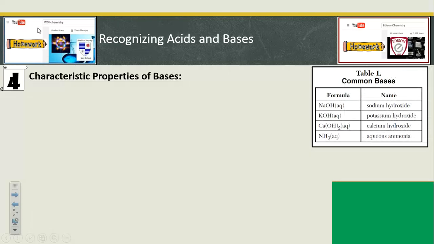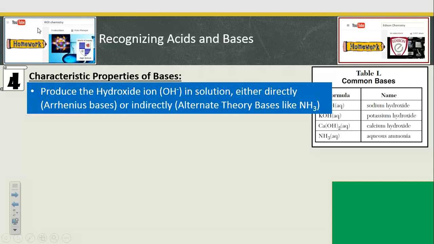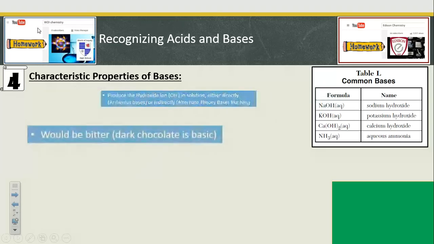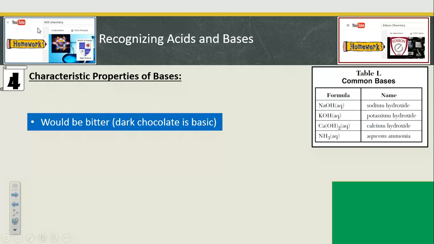Okay. Common bases, there's far fewer, but they all have some certain things in common. They produce the hydroxide ion in solution, either directly, like Arrhenius bases do, or indirectly, like Bronsted-Lowry or the alternate theory of acids and bases does, like ammonia. And from the formula in Table L, you can see they all have, except for ammonia, an OH in their formula. These would typically be bitter, so think dark chocolate is quite basic, that bitter flavor.